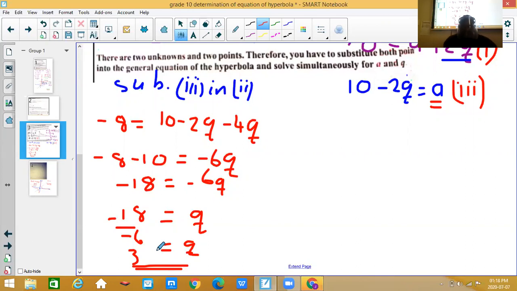Have you got it? Now, we were supposed to find the value of Q and A. How can we specify the value of A? What do we need to do? Where do we substitute?